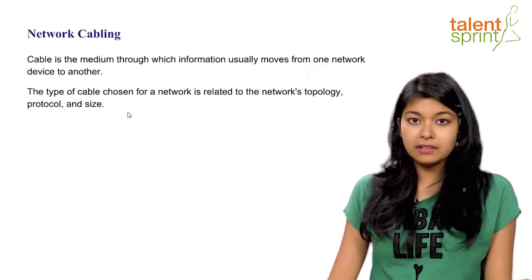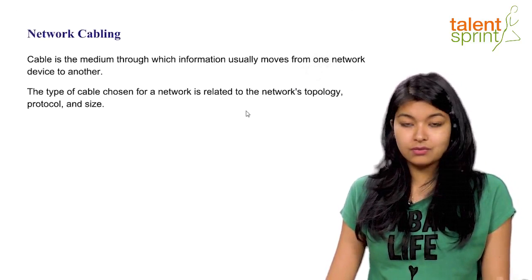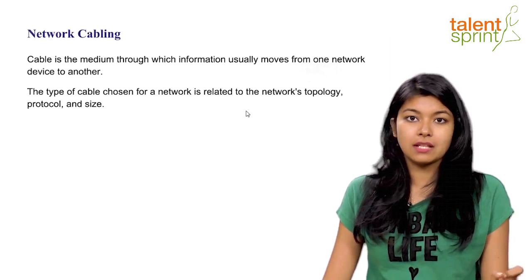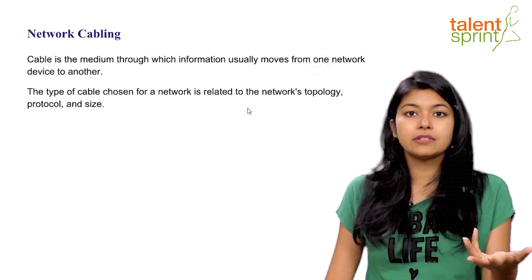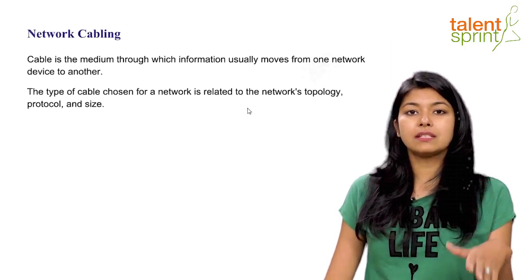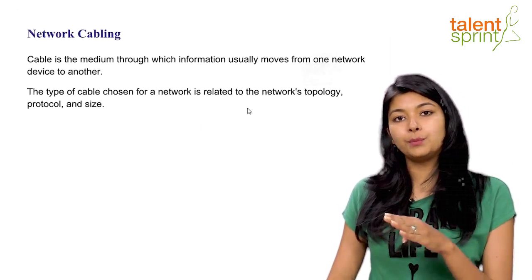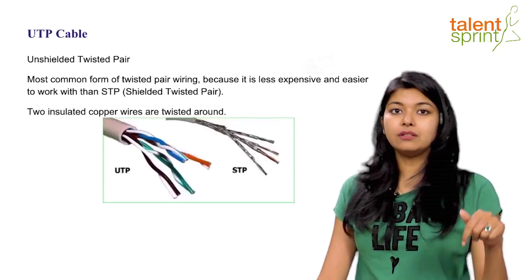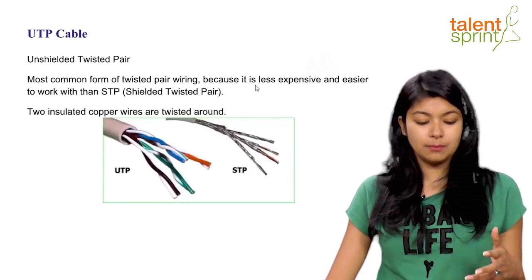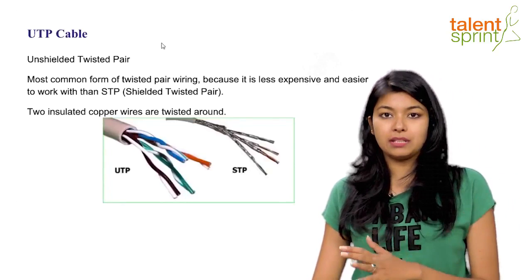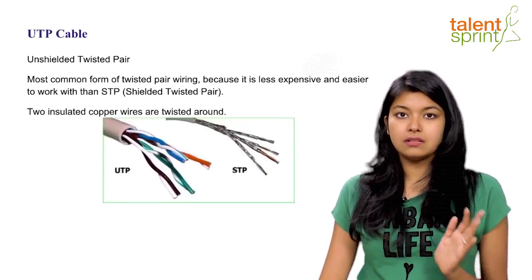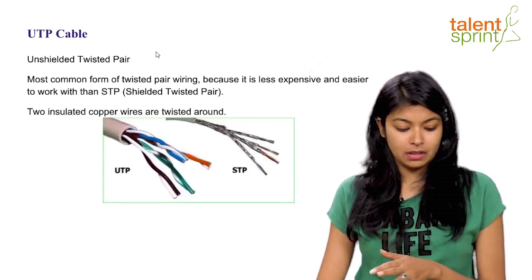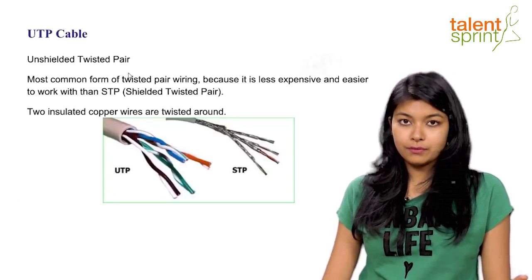Now the type of cable chosen for a network is related to the network topology, the size of the network, and the protocols that have to be used. All these things define what kind of cables would be used in the network. We'll take a look at a list of cables, starting off with the UTP cable, that is unshielded twisted pair. This is the most common form of twisted pair wiring.